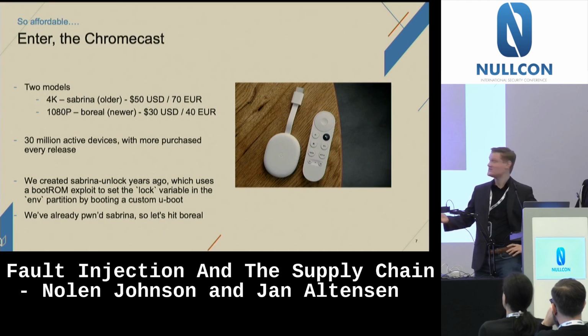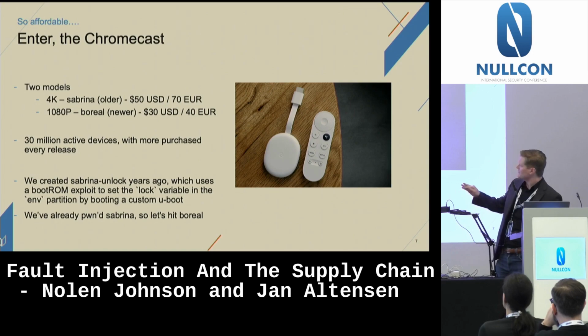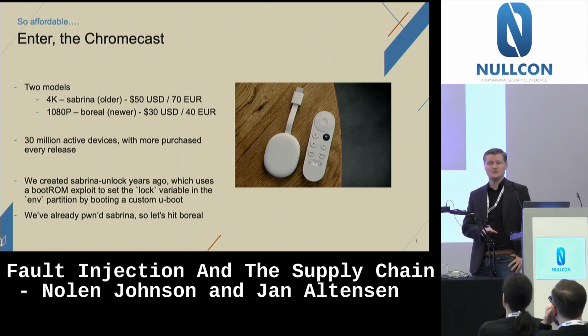So first, let's say enter the Chromecast, right? This is kind of the target we're going to be talking about today. Two models. There's the 4K one, codenamed Sabrina, and the 1080p one, codenamed Boreal. You can look at the price points here, and other than the 4K model's price difference from USD to Euro, it's a pretty good deal. A lot of people have them, obviously, 30 million active devices, and that's just for the Chromecast with Google TV. That doesn't account for the older Chromecasts that are often still Amlogic based.